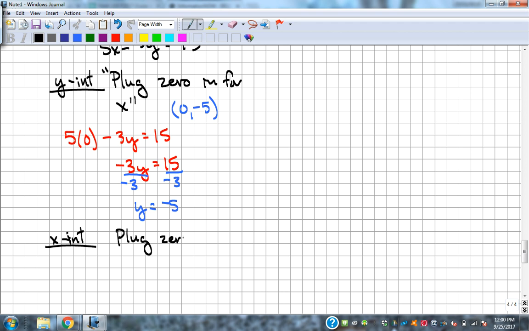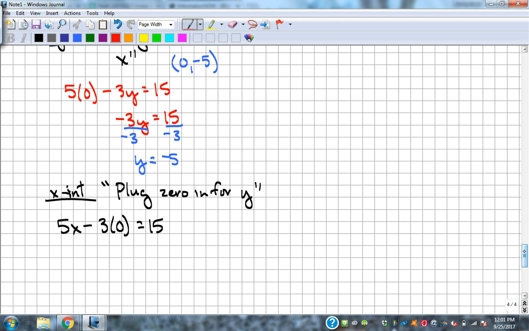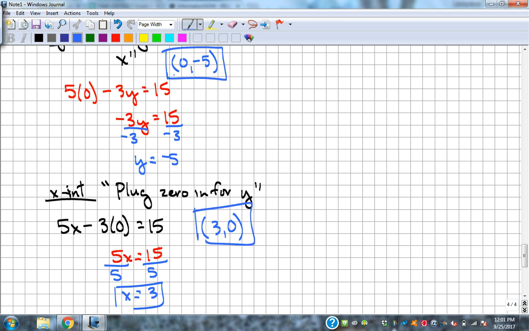Plug 0 in for Y. So we have 5x minus 3 times 0 equals 15. Same thing happens here. This part, 3 times 0, goes away, and it's just 5x equals 15. Divide by 5, x equals 3. So the X-intercept is at the point 3, 0. The X value goes first in your ordered pairs. So 3, 0 is your X-intercept. 0, -5 is your Y-intercept.